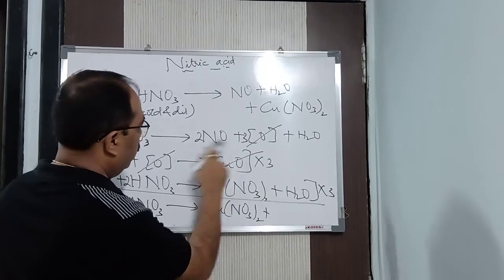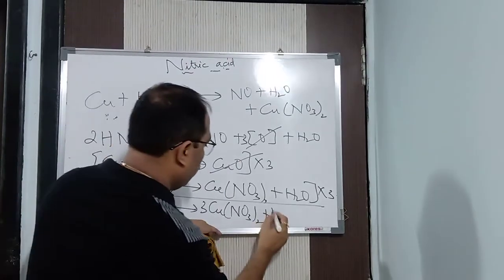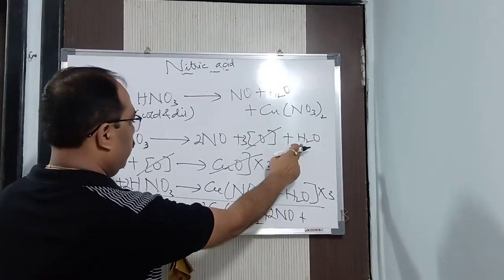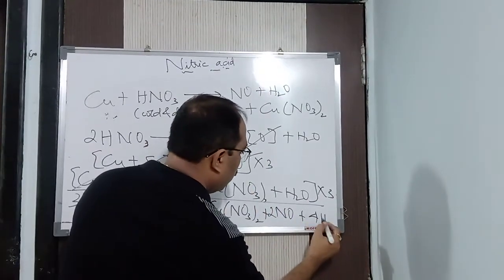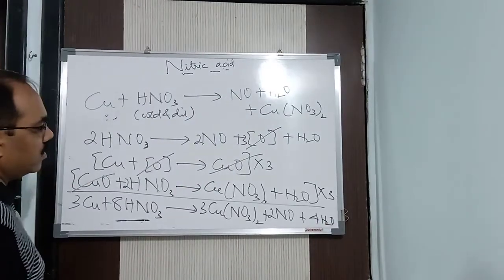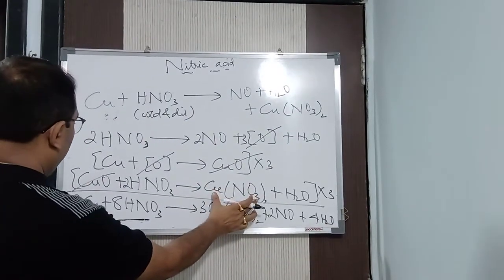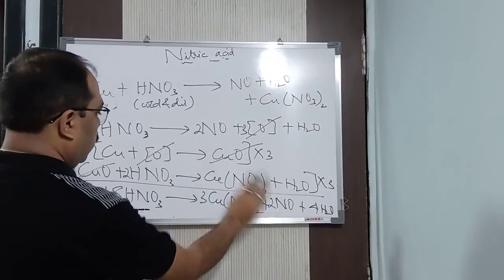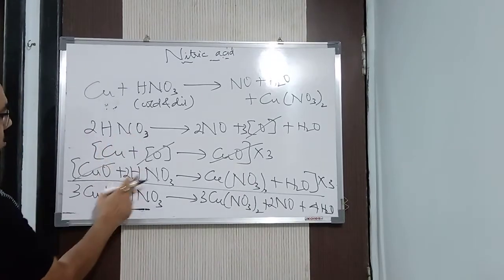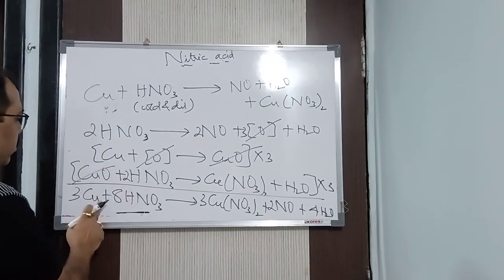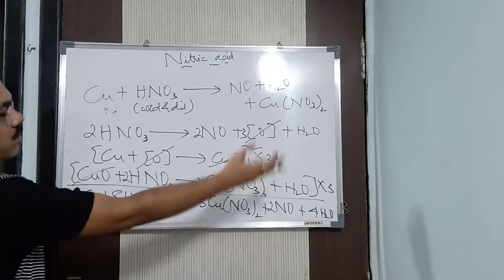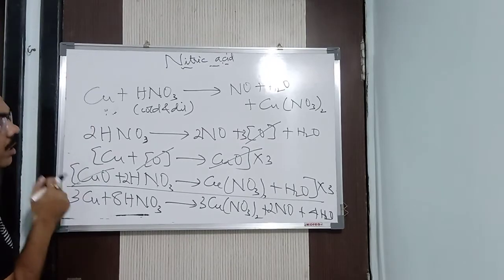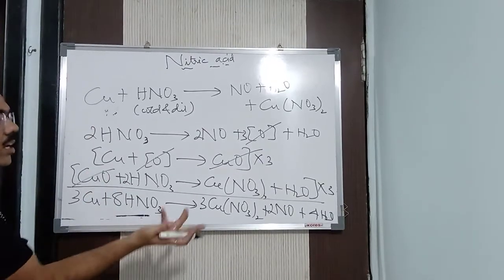Now 2NO is there. Plus water, how many? 3 water and here 1 water, that is nothing but 4 water. Anything left? Copper nitrate is there. Done. On the reactant side 2HNO3 and 6HNO3, 8HNO3 and 3Cu, done. So in this way, it becomes so easy to write down. If you write it directly, you have to remember it or balance it again. Here no need to balance, just simply add and you will get the answer.